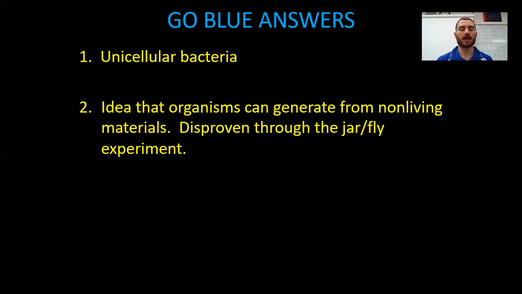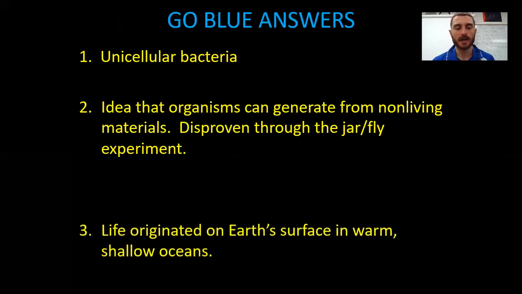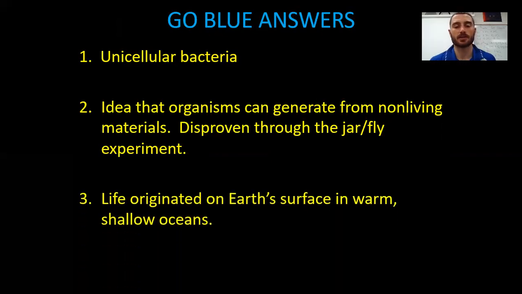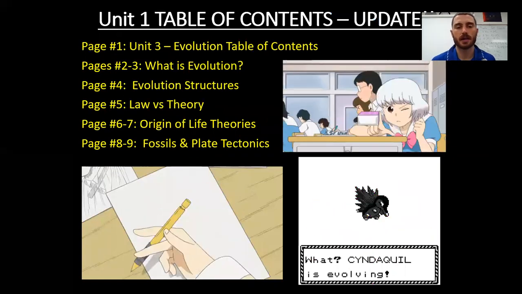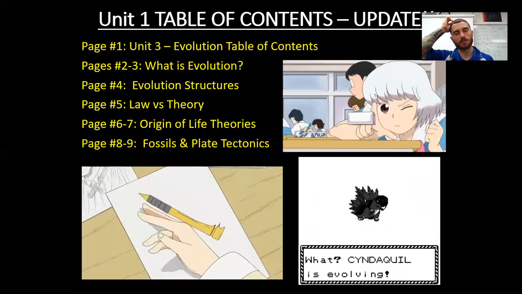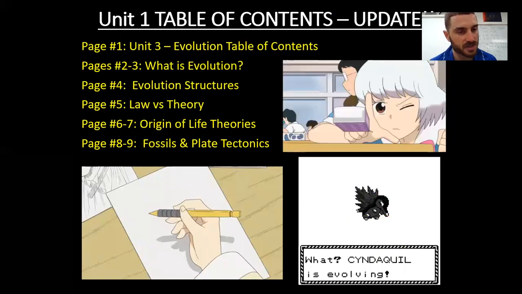Okay, and then our last topic is primordial soup, and it's the idea that life originated on Earth's surface in warm, shallow oceans. So kind of this bubbling soup on the surface of Earth with lots of chemicals and maybe amino acids to first create life, right? Okay, go ahead, guys, update your table of contents. Pages 8 through 9 we'll probably do tomorrow or the day after if you have an alternative assignment.